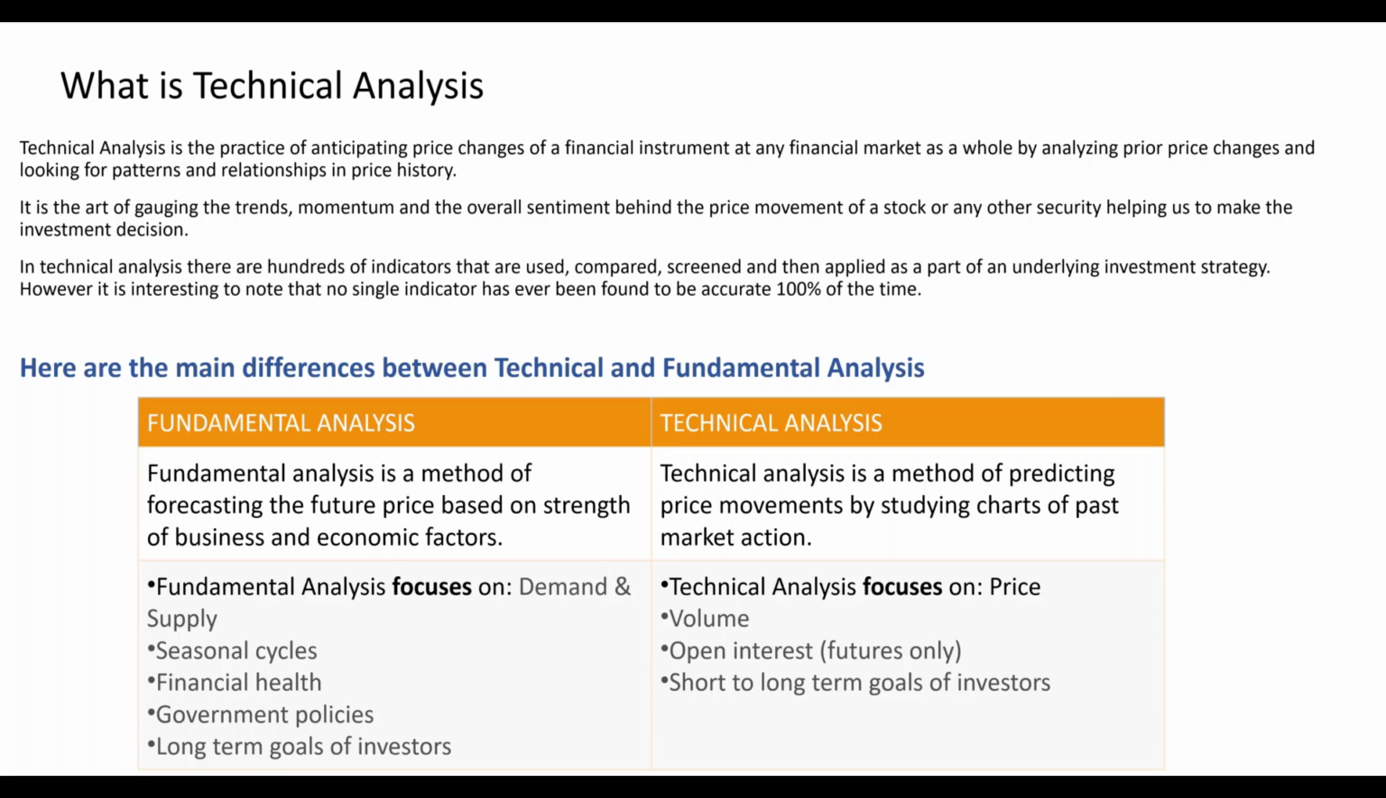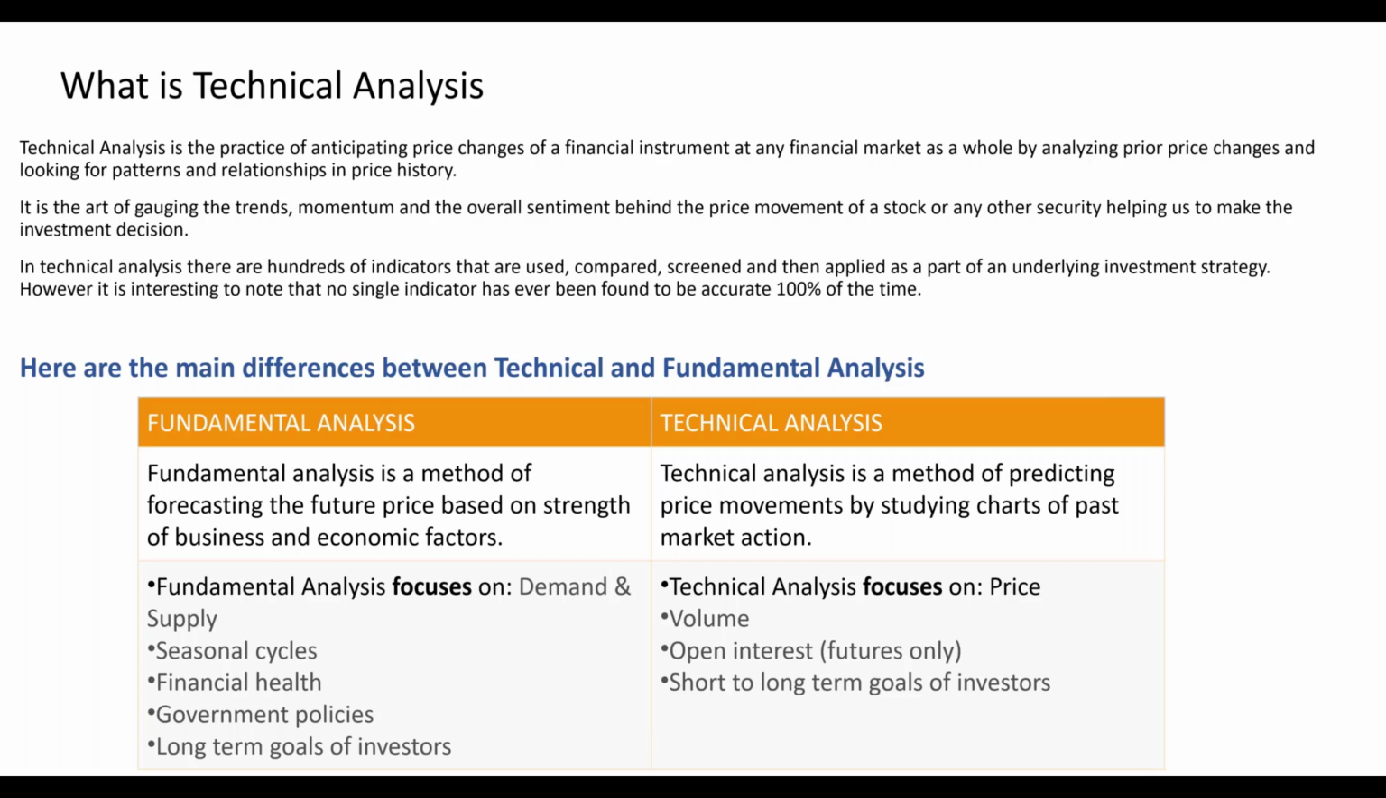Now, here are the main differences between technical and fundamental analysis. Firstly, fundamental analysis is a method of forecasting the future price based on the strength of business and economic factors. Technical analysis is a method of predicting price movements by studying charts of past market action. Fundamental analysis focuses on demand and supply, seasonal cycles, financial health, government policies, and long-term goals of investors. Technical analysis focuses on price, volume, open interest, which is particular to the futures market only, and short to long-term goals of investors.